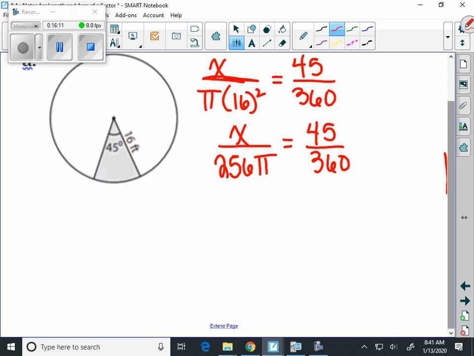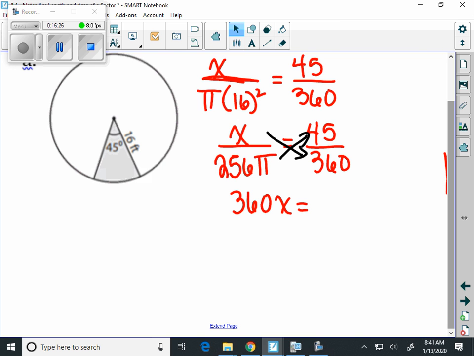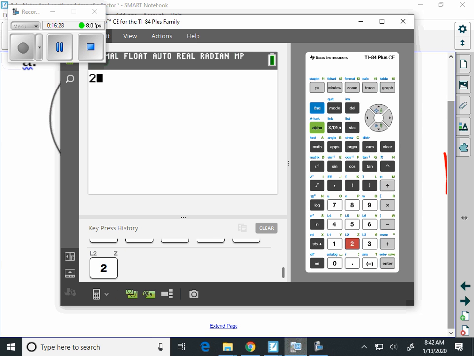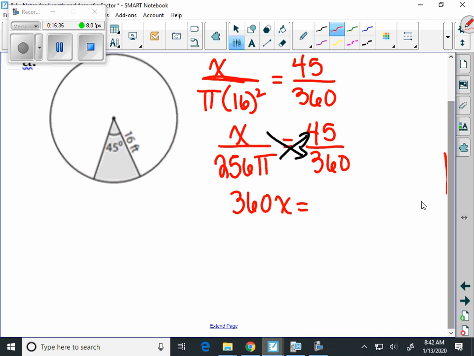And ultimately what we want to do is figure out what x equals. So we'll cross multiply, and we get 360x equals 256 times 45. 256 times 45 gives us 11,520. Don't forget your pi. Because we want to round our answer to the nearest hundredth, we're going to divide both sides by 360.